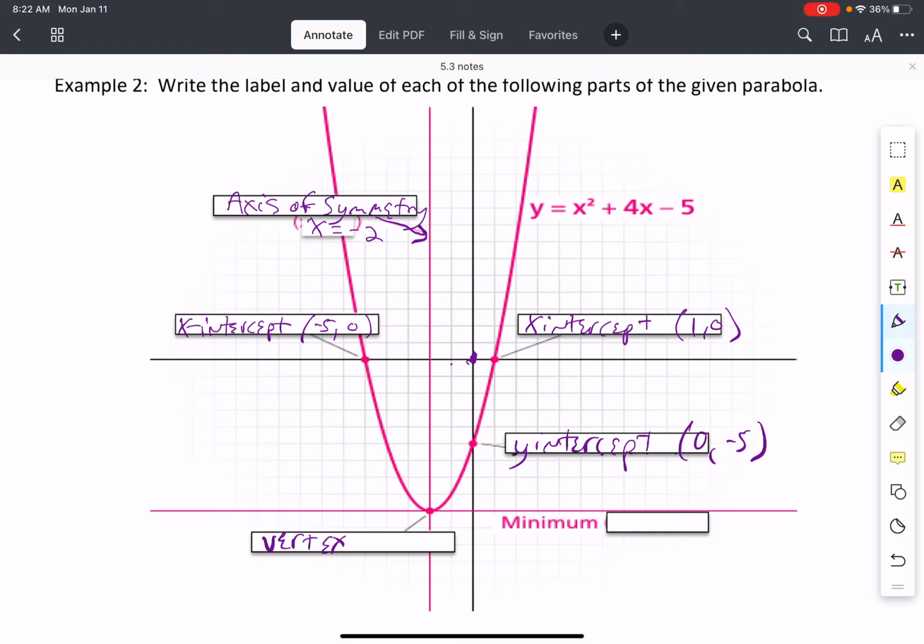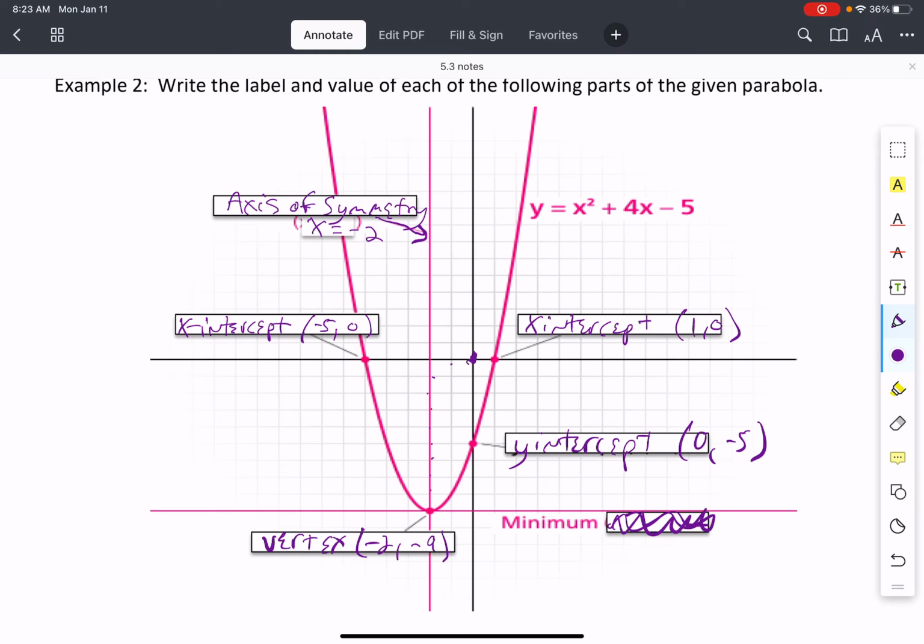Vertex is at -2, comma, 1, 2, 3, 4, 5, 6, 7, 8, 9. That was 8. 1, 2, 3, 4, 5, 6, 7, 8, 9. I think -9. And I don't know why there's a box next to minimum. I don't know. Okay? But the minimum is the vertex. So the box probably should have said max or min, and then you rewrite min in the box, but that's fine.